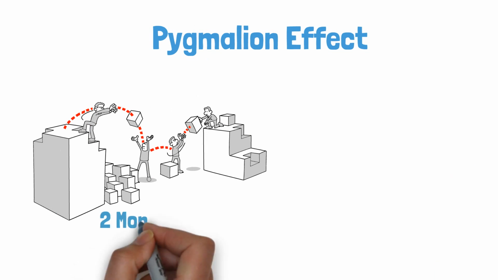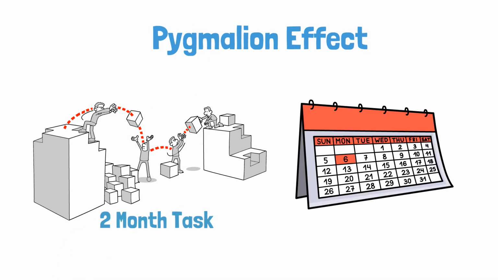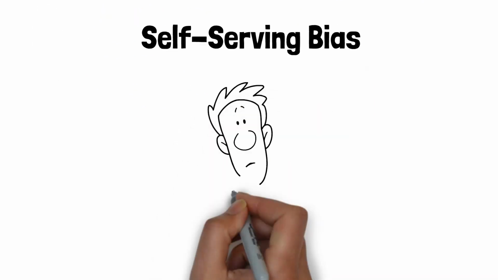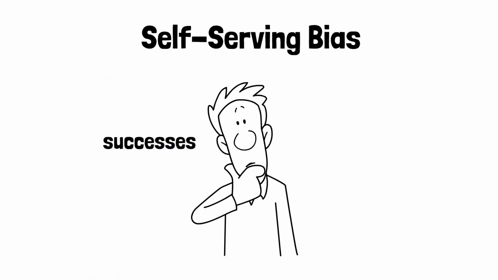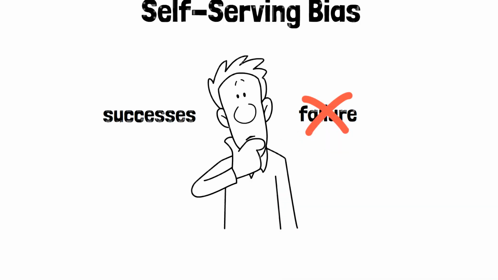The Pygmalion effect. The Pygmalion effect is when higher expectations lead to better performance. Setting ambitious goals can significantly improve performance. Self-serving bias. The self-serving bias is when you credit yourself for successes but blame outside factors for failures. Taking responsibility for both successes and failures helps avoid this bias.